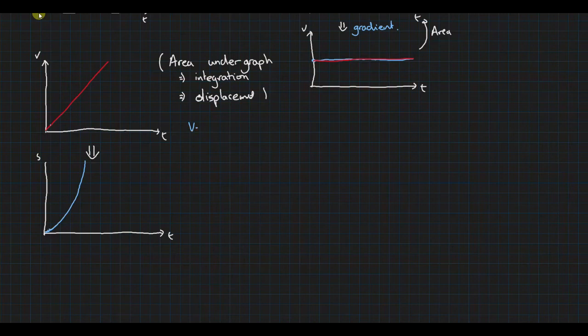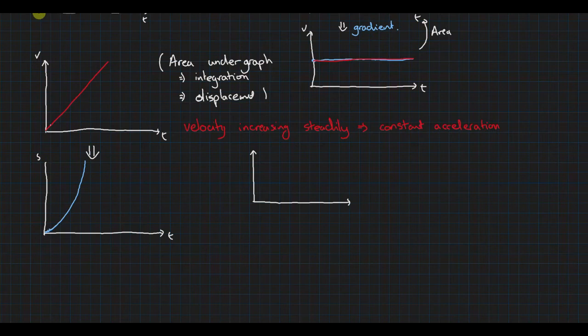So velocity increasing, if it's increasing steadily, that's a constant acceleration. And what you see in this is a curve turning up.